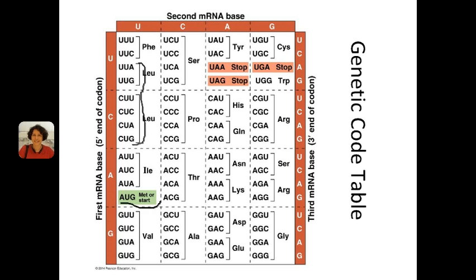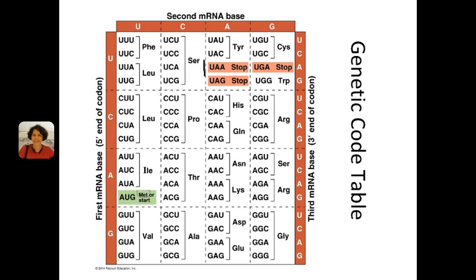This green codon, AUG, is special because it is the start codon. All polypeptides start with the amino acid methionine when they are initially synthesized. Often the methionine is later removed, so mature polypeptides don't always start with methionine.